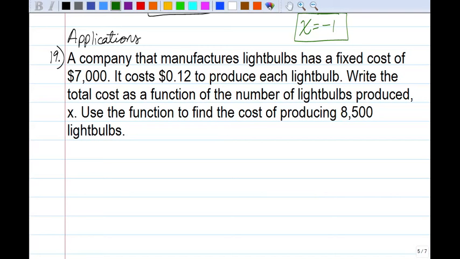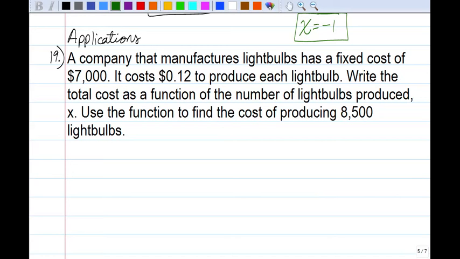Okay, so we have a fixed cost of $7,000. That's like your overhead. That includes keeping your factory open and maybe your advertising and paying your CEOs and whatnot. And then the labor and materials for each individual bulb is 12 cents.